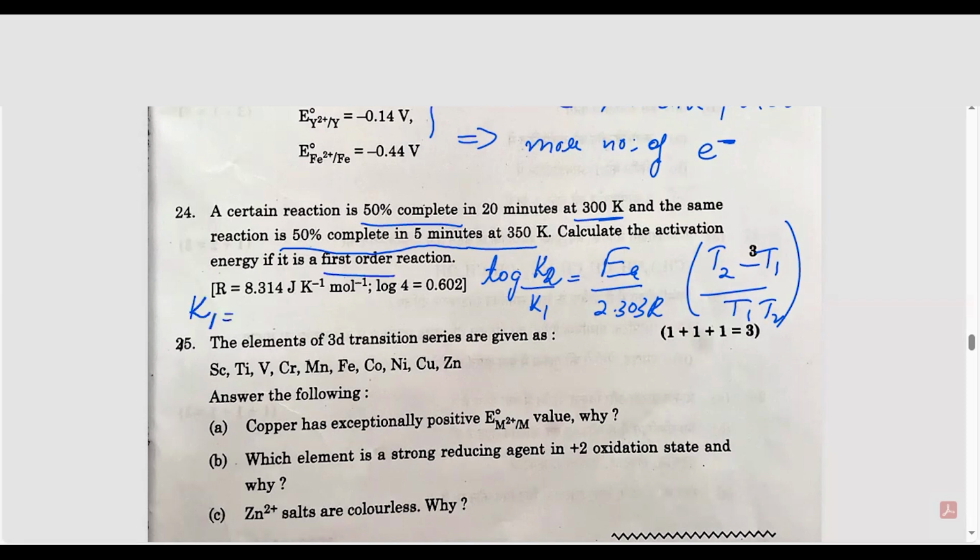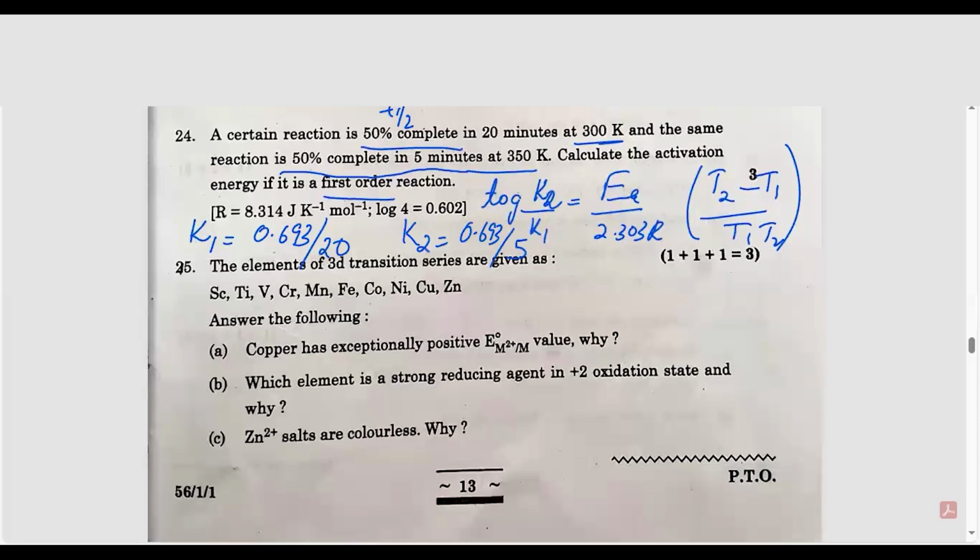For a first order reaction, how will you find K? 50% complete means t half, right? Yes, keep that in your mind. So K1 is equal to 0.693 by 20 minutes, and K2 is equal to 0.693 by 5 minutes. Using this equation, the 0.693 will cancel. 20 by 5 you will get 4, so you will get the log 4 value. Log 4 is given indirectly in the question.